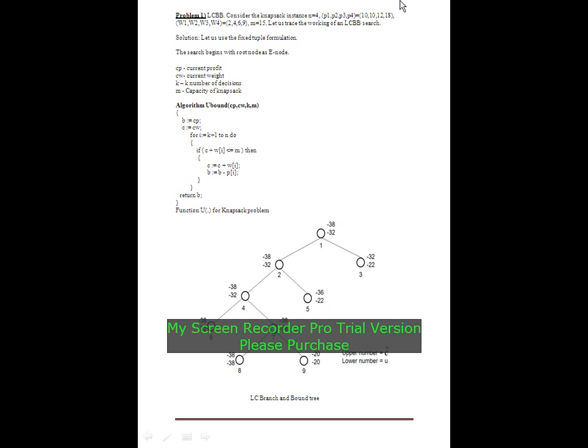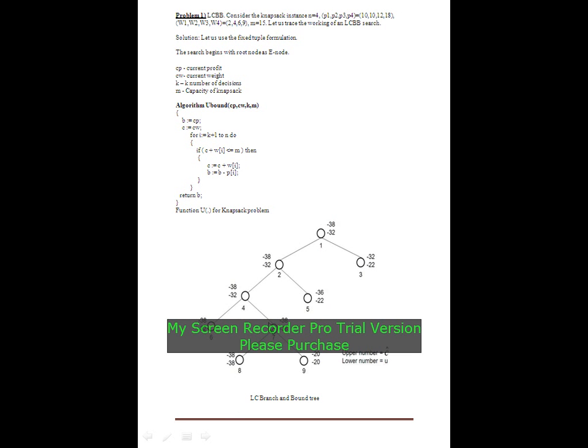So you can consider 3, that is 1, 2 and 4. No need to calculate any fraction because 2 plus 4 plus 9 is 15, which is equal to m. So directly we can consider both, that is minus 38, 10 plus 10 plus 18, 38, and similarly this is minus 5.